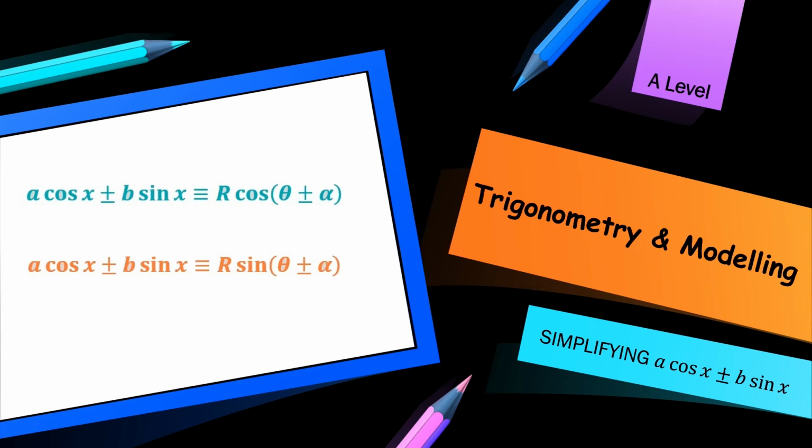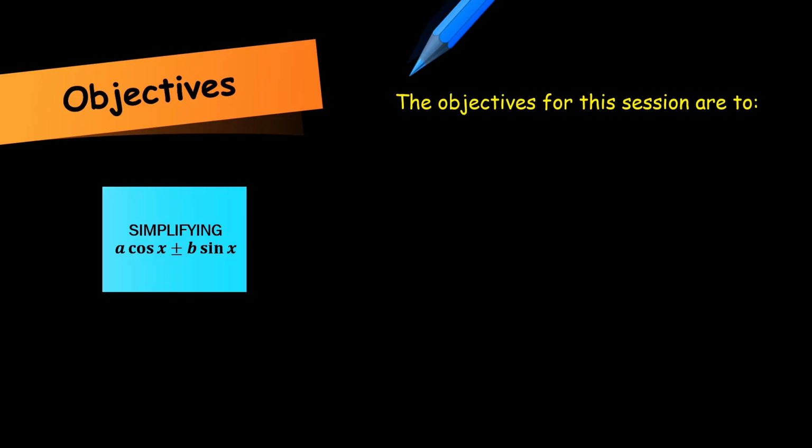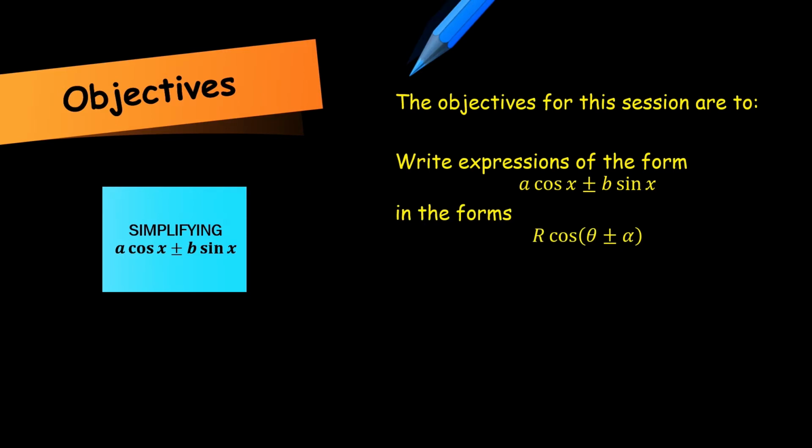Welcome to the session on trigonometry and modelling, simplifying a cos x plus or minus b sin x. The objectives for this session are to write expressions of the form a cos x plus or minus b sin x in the forms r cos(x plus or minus alpha) or r sin(x plus or minus alpha).